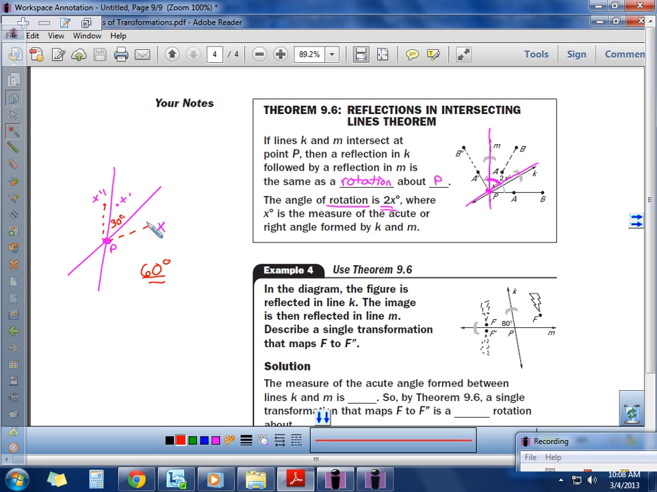So notice, this was a large reflection. I reflected a large distance away from the line, and this was a small reflection. So it's not always going to be the same distance when you're doing this type of problem.